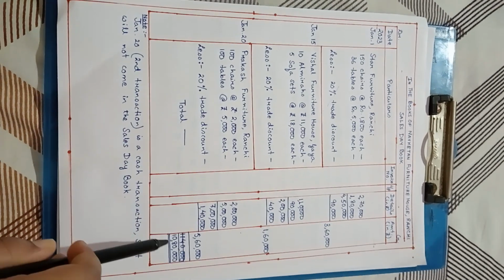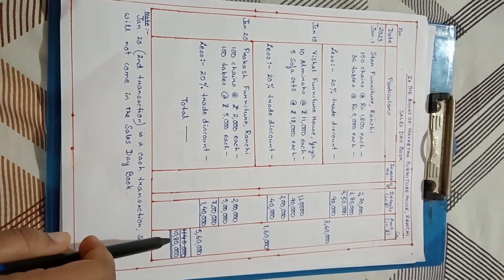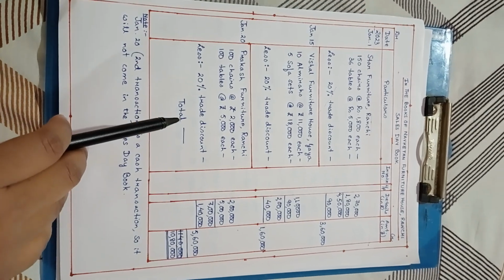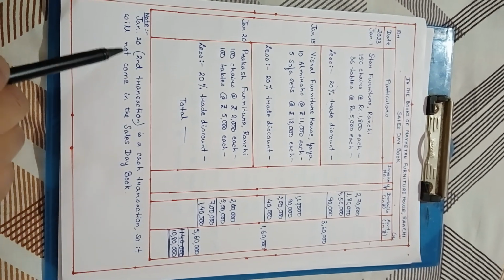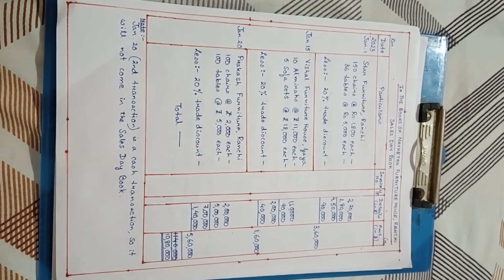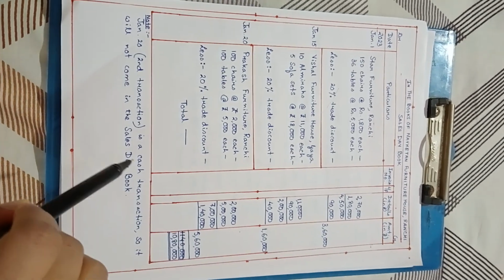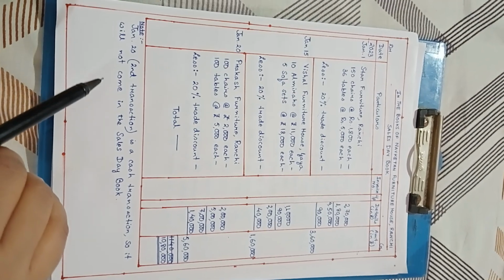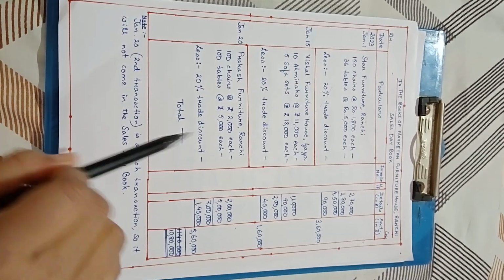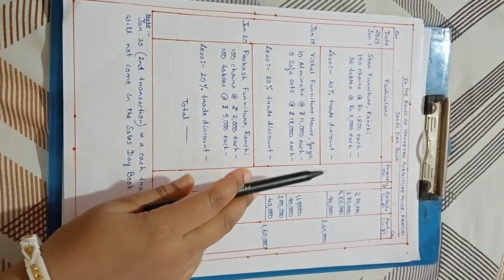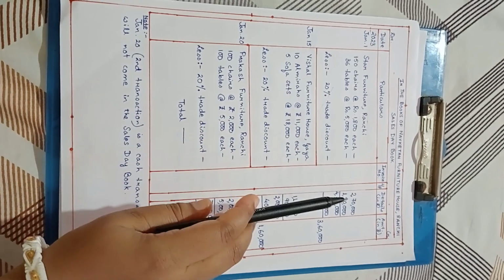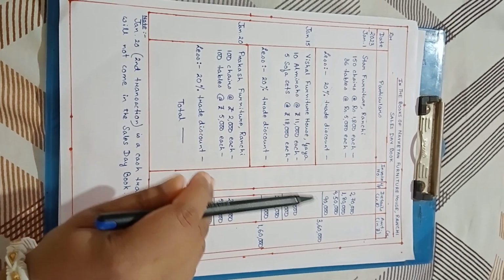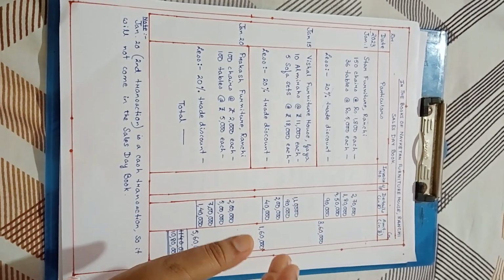And here is the grand total, 10,80,000, of the sales day book. And the January 22nd transaction will not come as it is a cash transaction, so it has no effect in the sales day book. Only credit transactions of the goods in which the business is dealing will come in the sales day book.